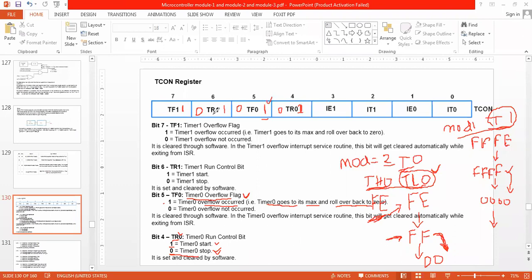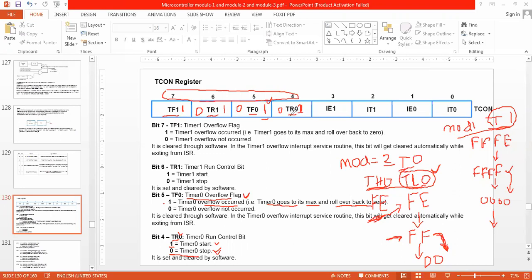Understood? Understood these 4 bits? These 4 bits are important. TF is like a watchman. TF1 or TF0 is like a watchman. So TR1 is start and stop.